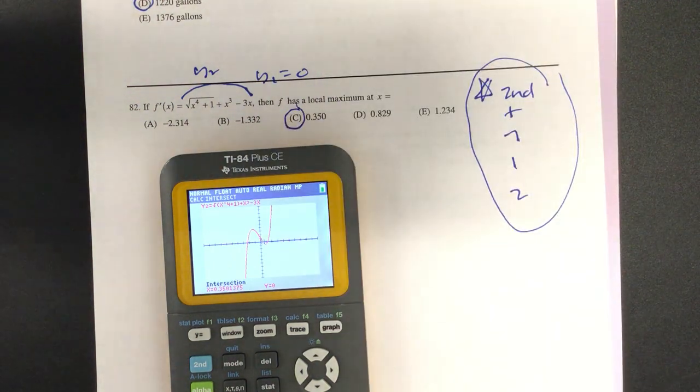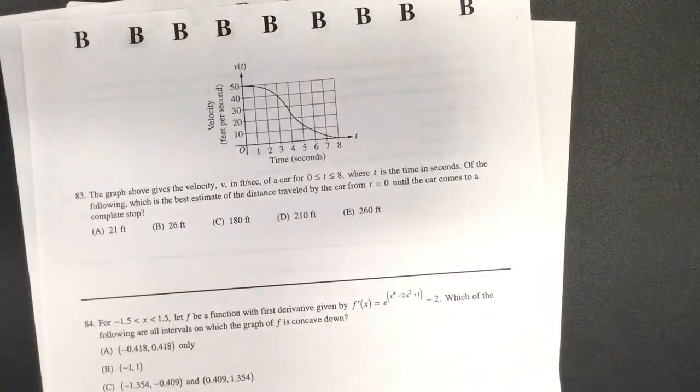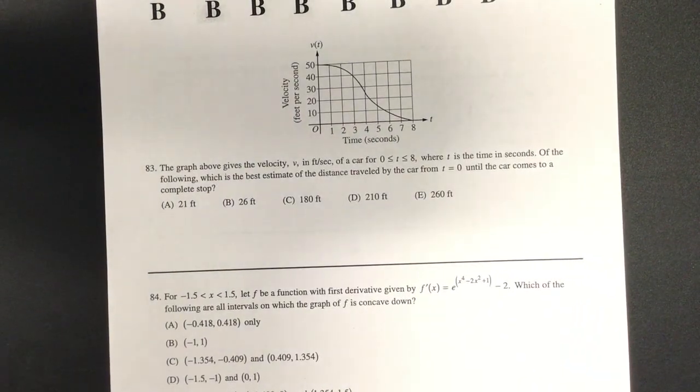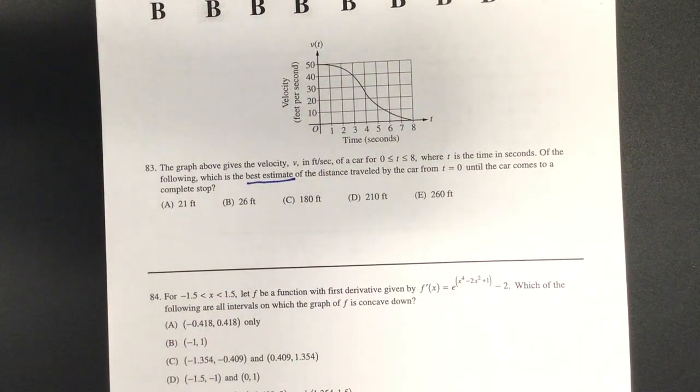Okay, let's go on to 83. On number 83, Charlie, let's read. The graph above gives the velocity v in feet per second of a car for 0 less than or equal to t less than or equal to 8, where t is the time in seconds. Which of the following is the best estimate of the distance traveled by the car from t equals 0 until the car comes to a complete stop? Let's underline best estimate.